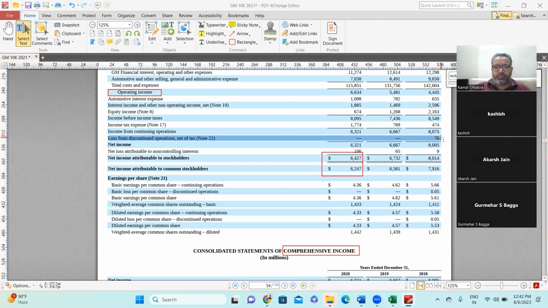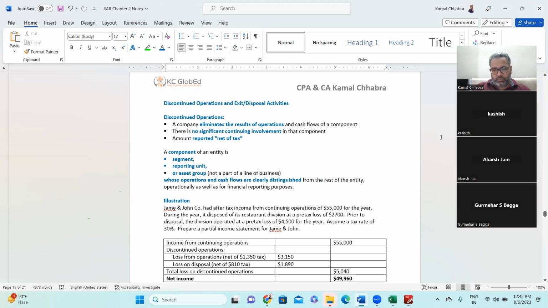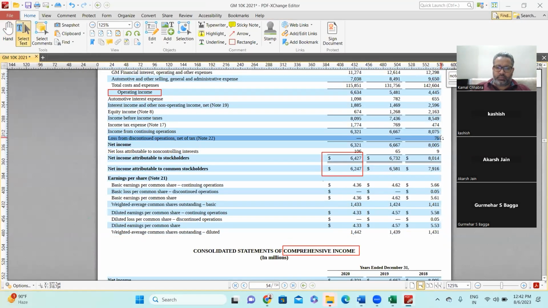So sir, in this, is there a requirement like IFRS that management should have conveyed that we are discontinuing this operation? No, those requirements are common, whether it's IFRS, Ind AS, or US GAAP.